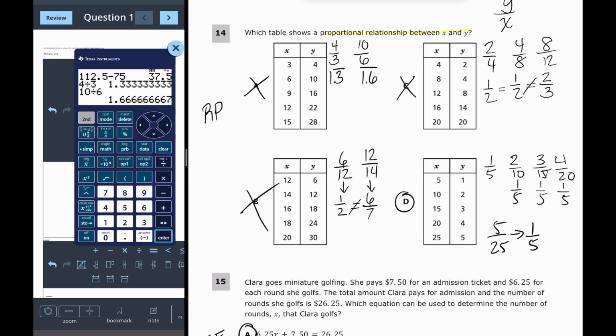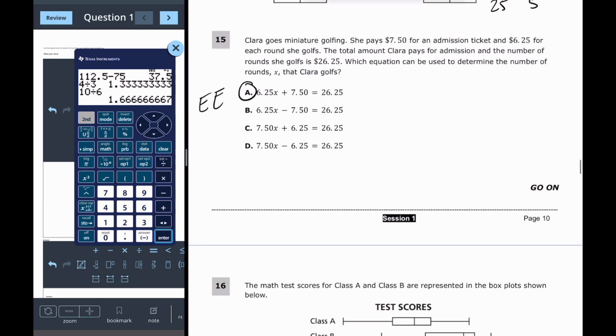So you have to look to see, and notice how they'll put some numbers in the beginning that will work, and then as you keep going, you have to check that the entire table is proportional. And if you can find any of them that makes it not true, then it ain't true. Let's go to number 15.